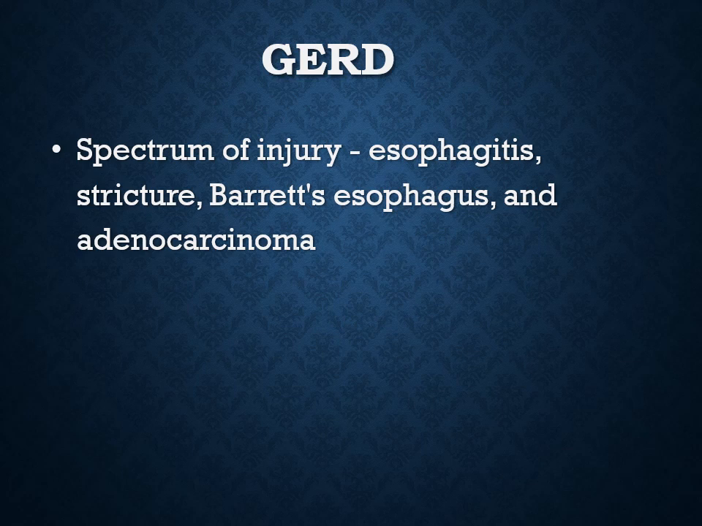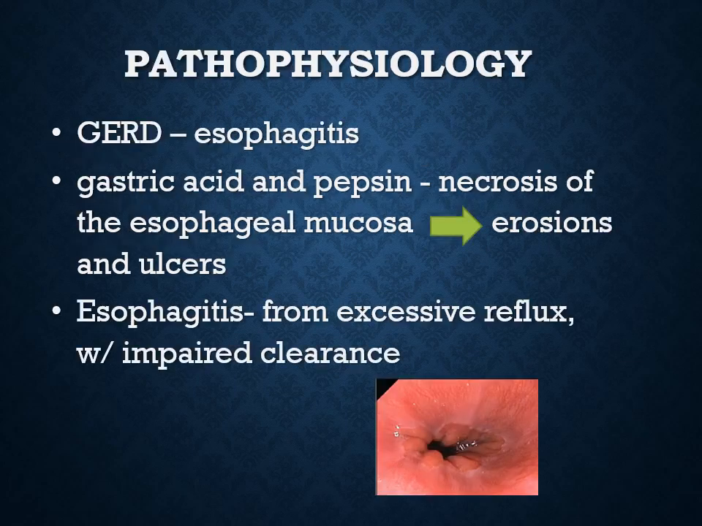The spectrum of injury can be as simple as esophagitis to strictures, Barrett's esophagus, or even adenocarcinoma. Among the subset of GERD, esophagitis would be suited to define its pathophysiology. It occurs when reflux gastric acid and pepsin cause necrosis of the esophageal mucosa, causing erosions and ulcers. Esophagitis results from excessive reflux with impaired clearance of the reflux gastric juice.